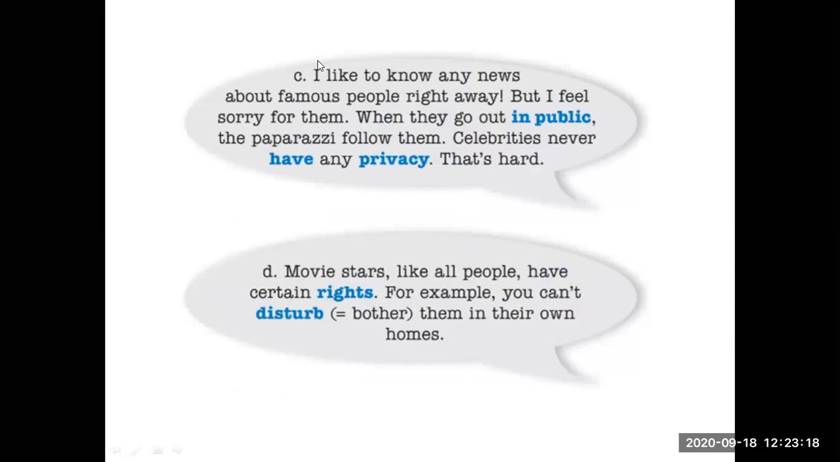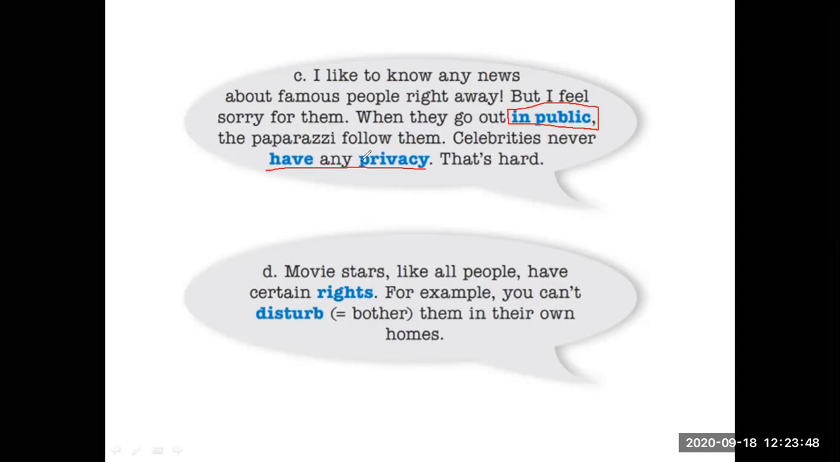Okay, so in public, what is that? In public is when you do something that is not private. For example, what you do in your house is private, but when you do it outside or in front of many people, that is in public. When you say have privacy, it is when you do things that other people don't know, or you don't want other people to know about what you're doing.